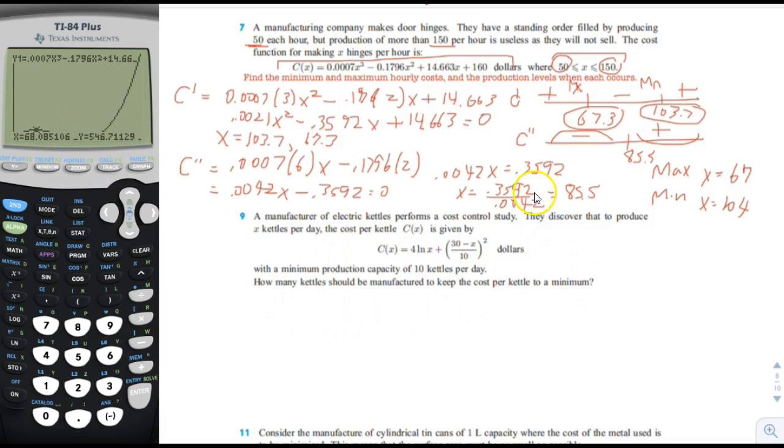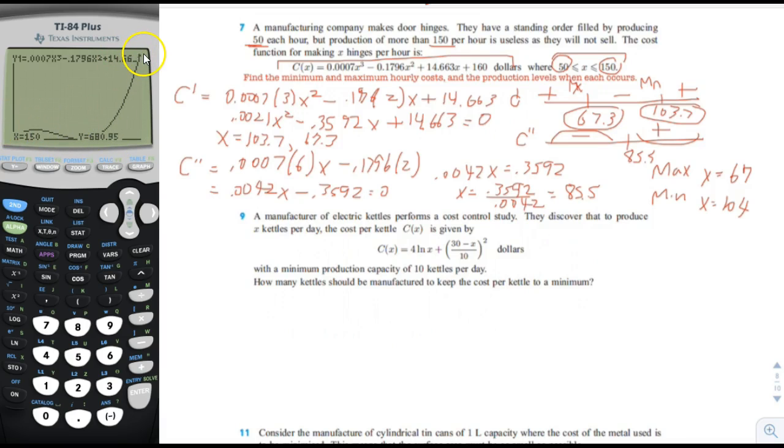Okay. What about the minimum? The minimum is supposed to be at 104. So let's go to 104. Yeah, that looks like a minimum, all right. It's about 529. Okay. And then let's go all the way to the top. Look at that. The most expensive it can get is if you go to x equals 150. Then it's $680.95. So that's the end point.